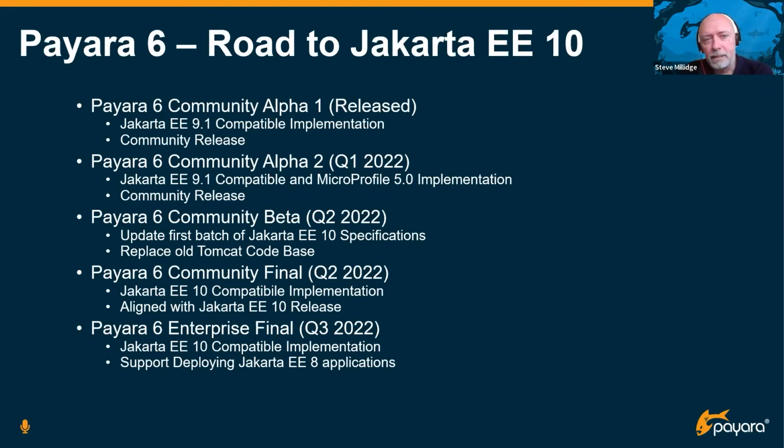We're also replacing an old Tomcat code base within Payara, so that work has to be done as well. Then the final will be scheduled to go out very close to the Jakarta 10 release, or on the Jakarta 10 release, depending how well we do and when that is. So that's coming out in Q2, and then basically 1 quarter later, Enterprise Final will come out, and that will be an EE10 compatible implementation.